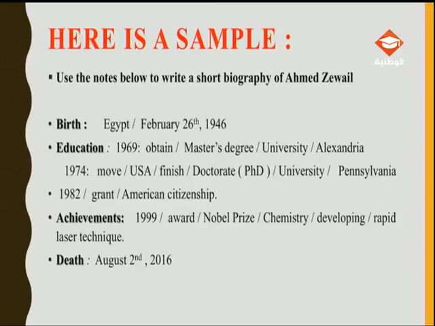So, when we read, we focus on the slashes. Obtain / master's degree, we understand that there is something missing there. When we read the second sentence, for example, 1974, move USA, the reason, why, the purpose, finish, doctorate at University of Pennsylvania. For the achievements, so why is Ahmed Zewail famous?